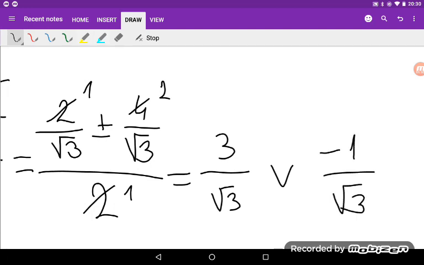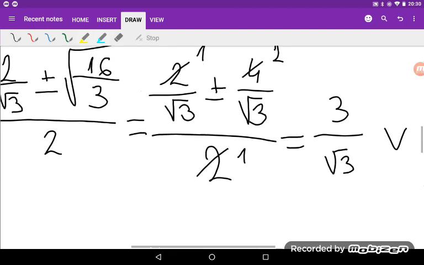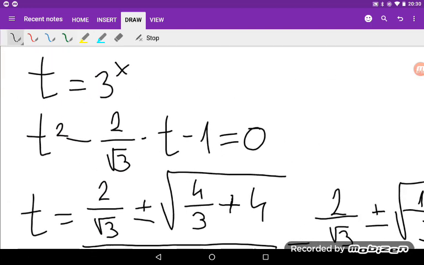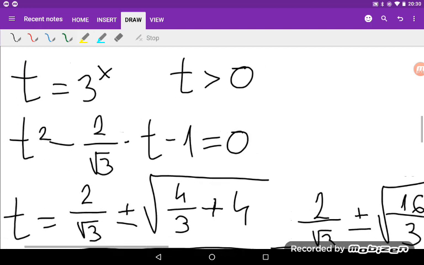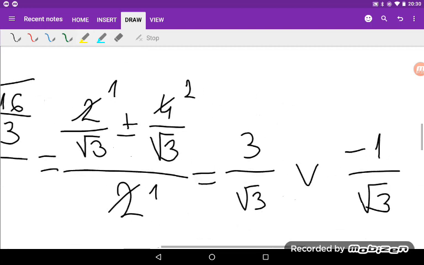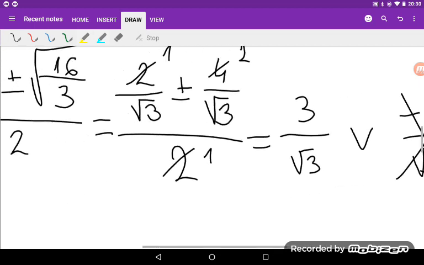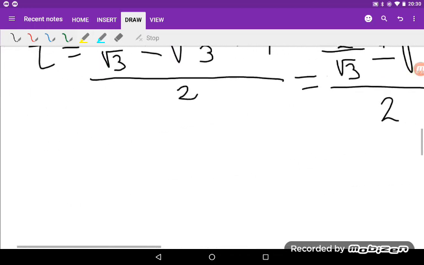Okay, and now because our substitution was actually 3 to the power of x, we have that t is strictly bigger than 0, so it must be positive. Okay, so basically that means that negative solution is wrong, so we only have one solution for the value of t.